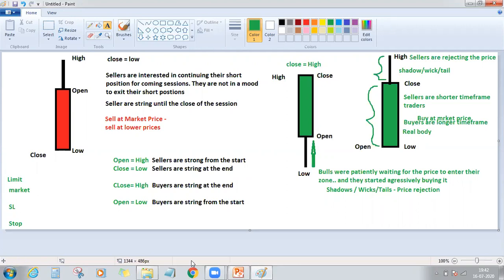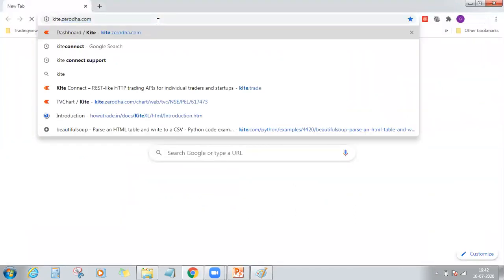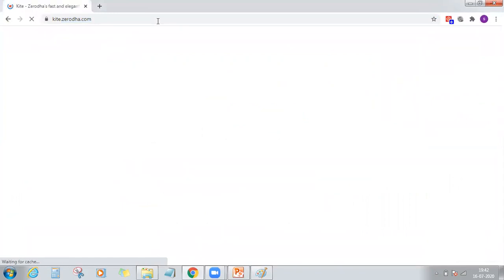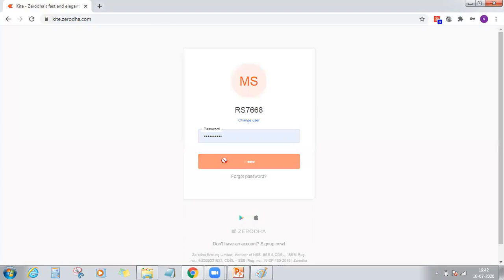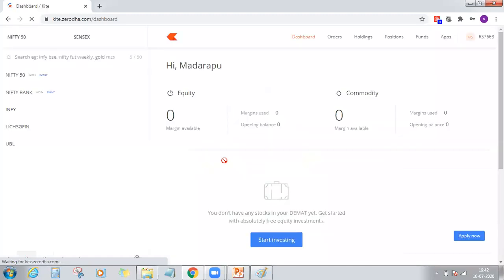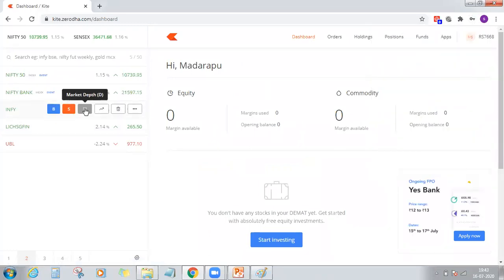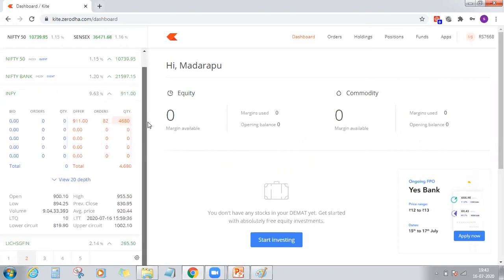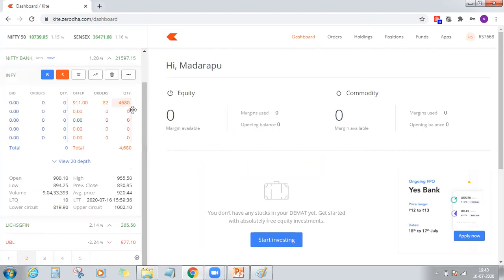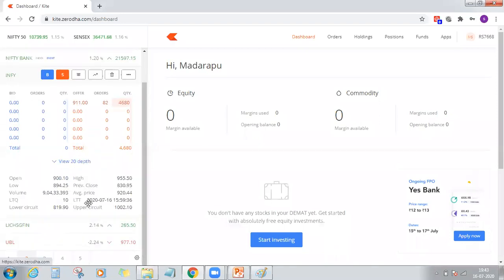Let me show you. I'll open my broker account and then we'll go to the market depth. So this is the Infosys stock here, and this is the market depth. This market depth will give you the top 5 bid offers and the top 5 sell orders. If you want to look at the top 20, then you can click this view 20 depth. This is all called the market depth.